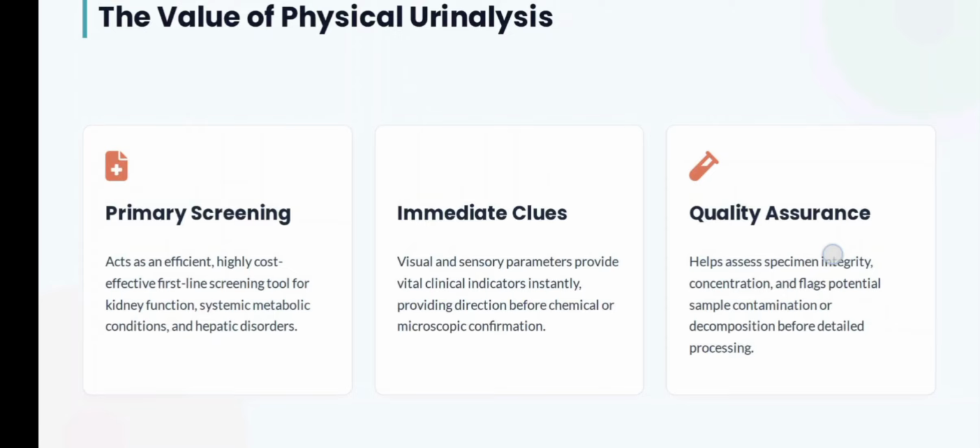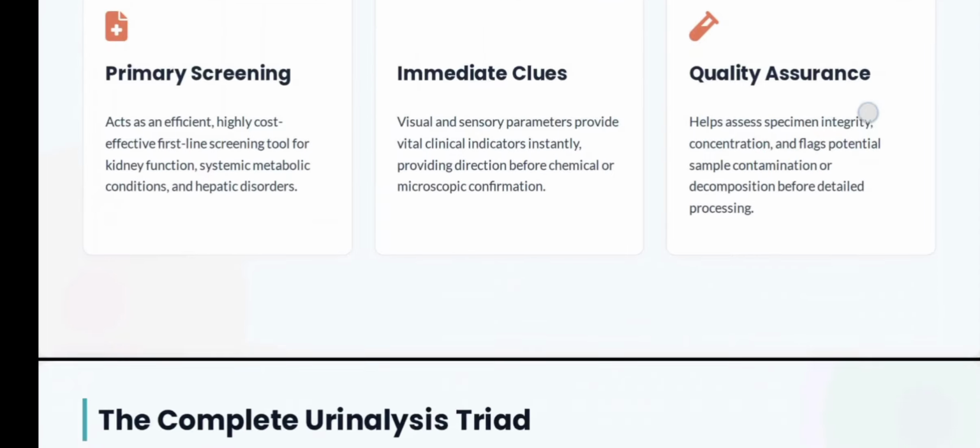Physical urinalysis is used as a primary screening tool. It provides quick clinical clues before chemical and microscopic tests are performed. It also helps in checking the quality and integrity of the urine sample.